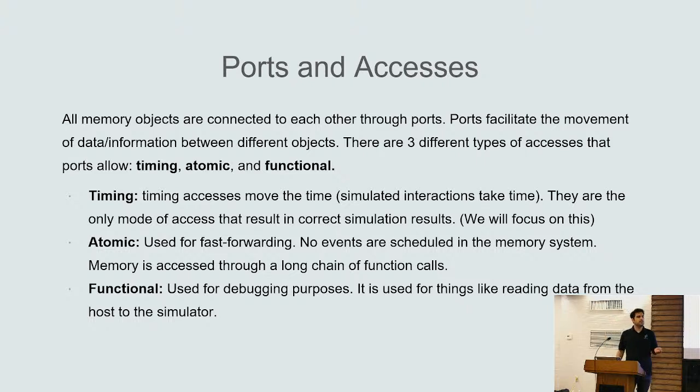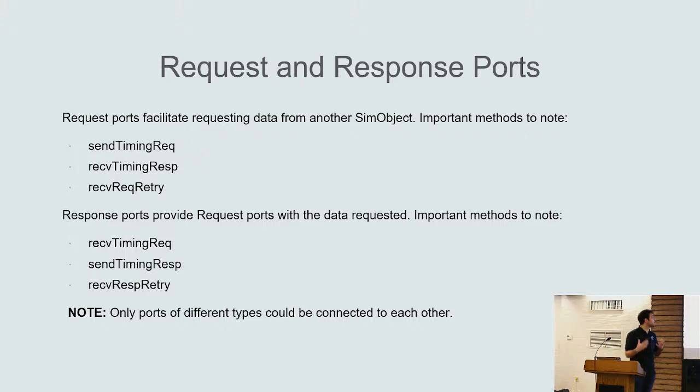Atomic basically accesses memory through a long chain of function calls. So every memory access happens in the same cycle. In gem5, atomic mode is used for fast forwarding. And there's another mode of access which is functional, which mostly is used for debugging purposes or implementing hacks. And it's also useful for communicating from host machine to the guest machine. Any questions?